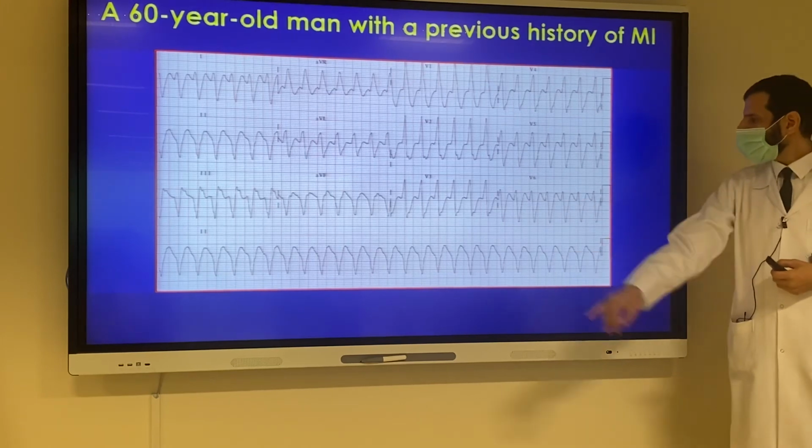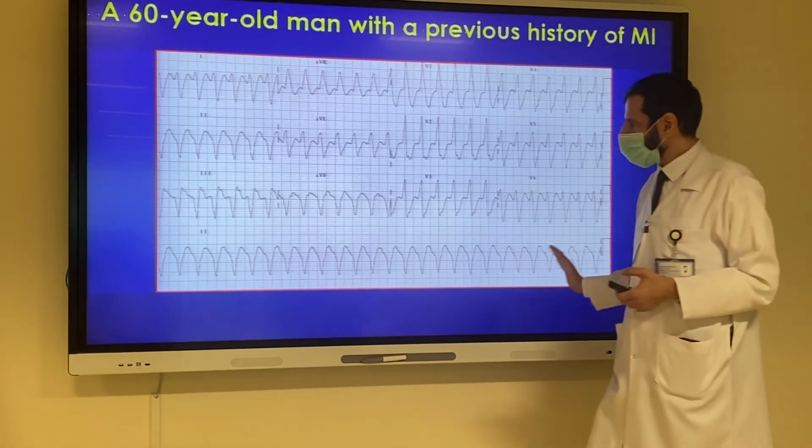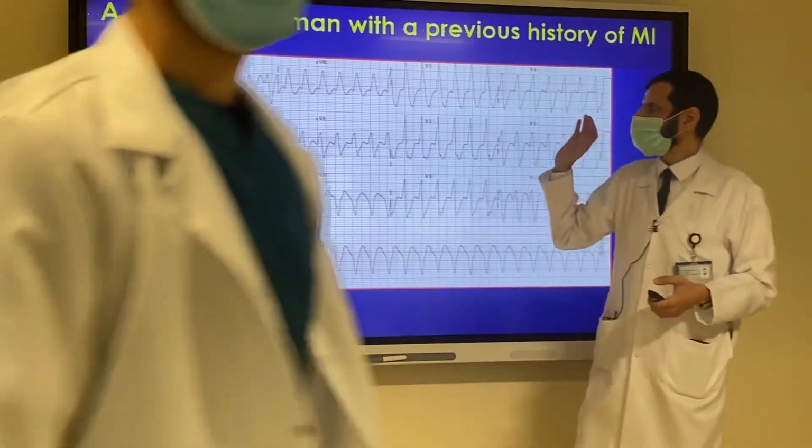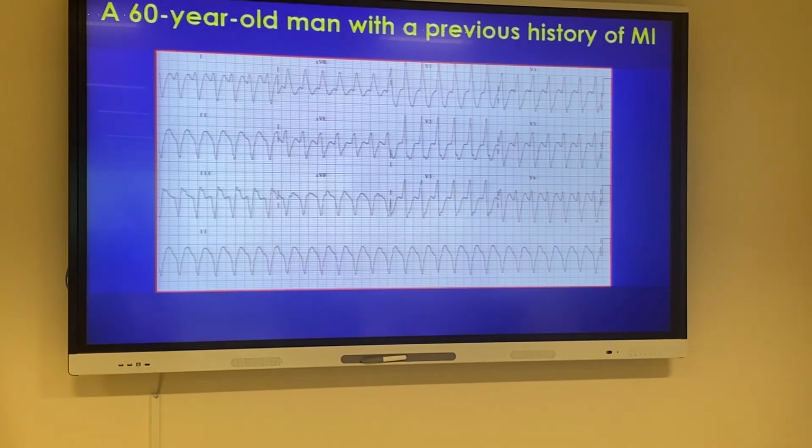What do you think of this QRS complex? It is wide. So there is tachycardia. The QRS complex is wide. Regular or irregular? Regular. Do you see a clear P wave? No clear P wave. VT. So we are dealing with ventricular tachycardia. It's very important to recognize.